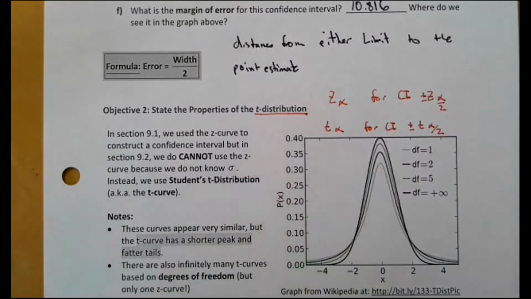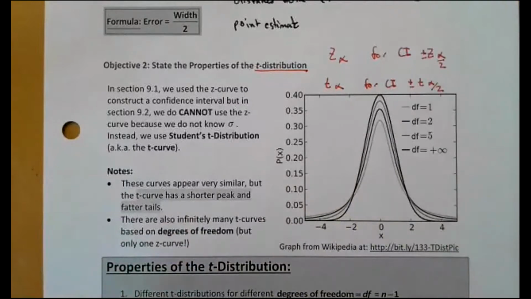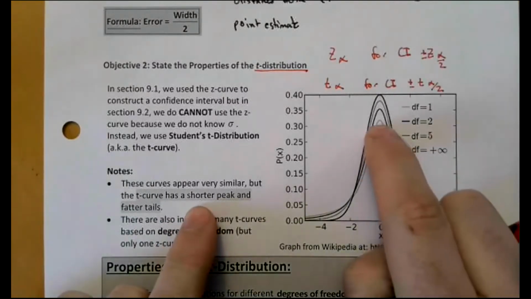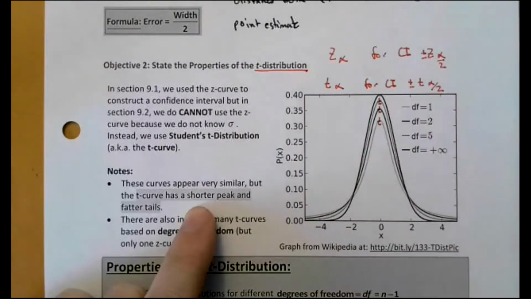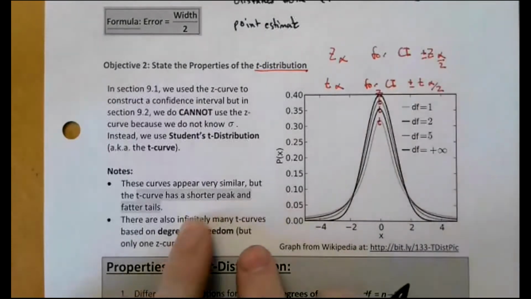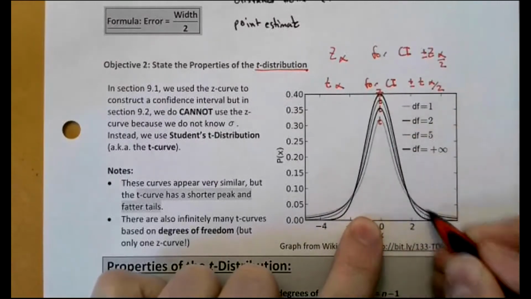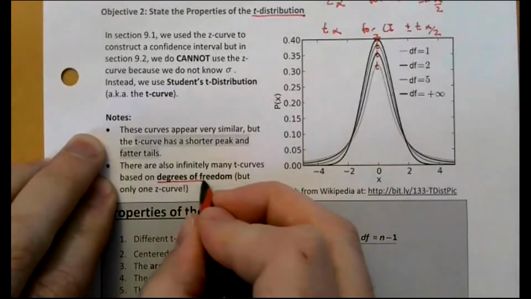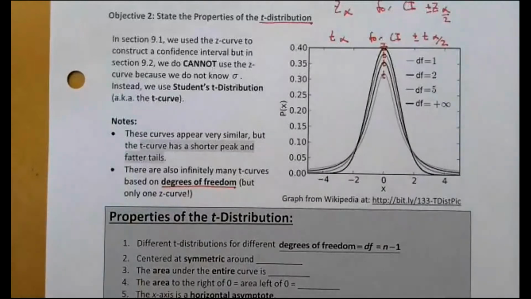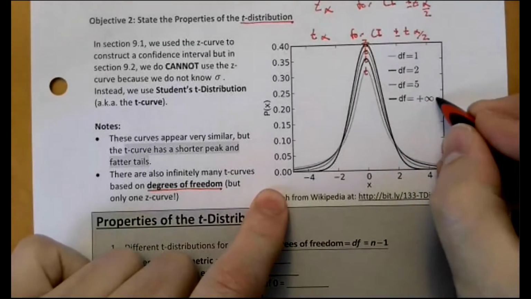So what's up with this T distribution or this T curve? It is very similar to the Z curve, but it has a shorter peak. Each one of these is a T curve, this peak, this peak, this peak, and the very last one is the Z curve. So it has a shorter peak and fatter tails. You can see that this tail here is the fattest of them all. Then we have this thing called degrees of freedom. There are infinitely many different T curves, and when we get infinite degrees of freedom, this corresponds to the Z curve.